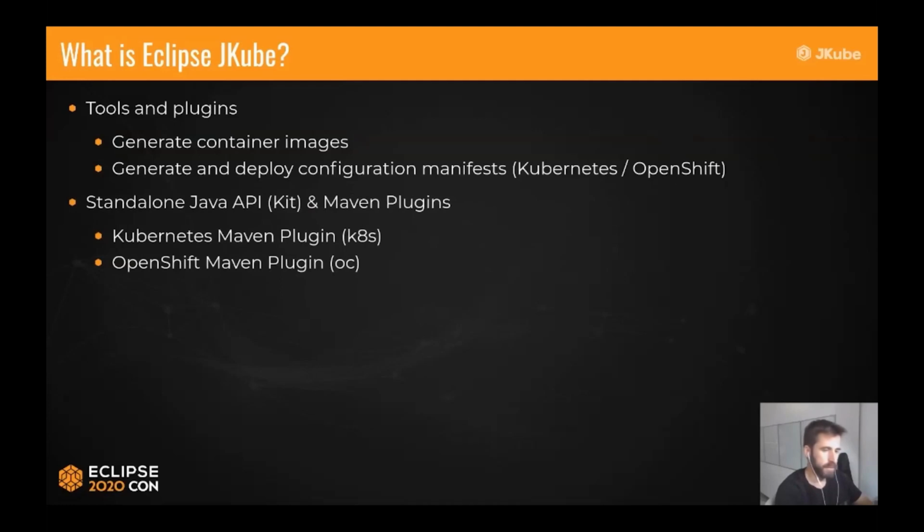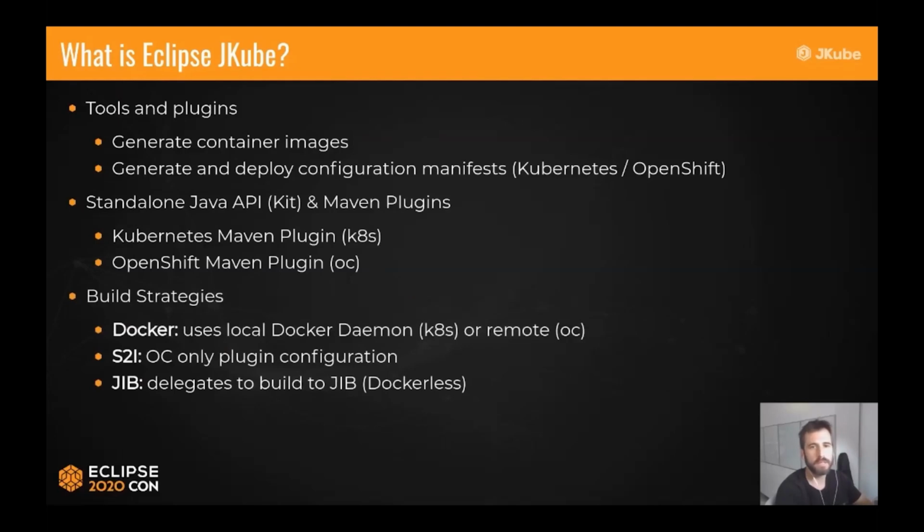So JKube comes in as of now in three flavors, let's say. We have this standalone Java API that we call Kit, and then we have two Maven plugins. The first Maven plugin is the Kubernetes Maven plugin that basically uses this Kit in order to generate these images and these configuration files for Kubernetes, and it basically uses the standard Kubernetes resources. And then we offer this incremental OpenShift Maven plugin, which is built on top of the Kubernetes Maven plugin to offer more OpenShift specific features. So it offers S2I build strategy for building images, and then it offers more specific OpenShift cluster resources such as build configurations, deployment configs, routes, etc.